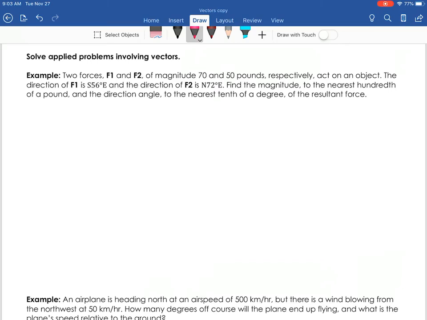It says two forces, we'll call them F1 and F2, of magnitude 70 and 50 pounds, respectively, act on an object. So if you look at this table here, maybe you have one force pushing on it this way, and one pushing on it this way. Where is the table going to end up going? If this force is stronger, it's probably going to go more in this direction rather than this direction if this one's not as strong, right? Can you kind of picture that?